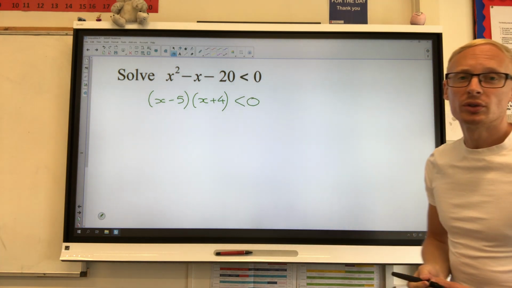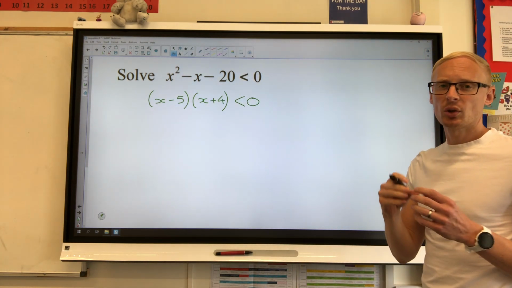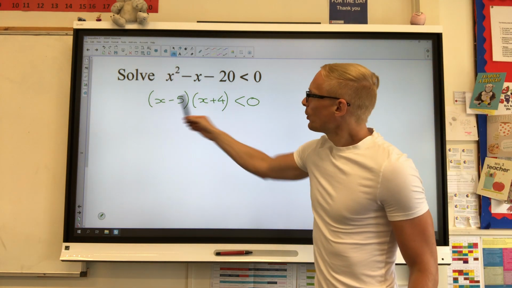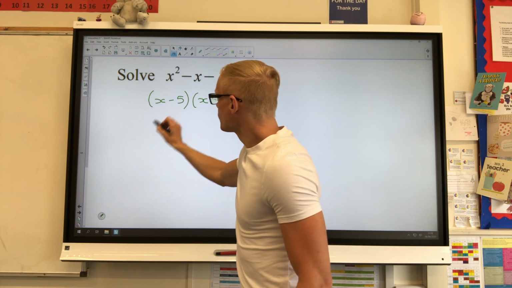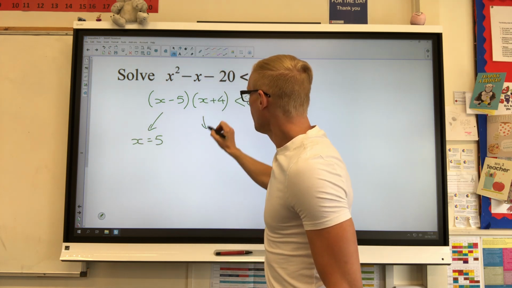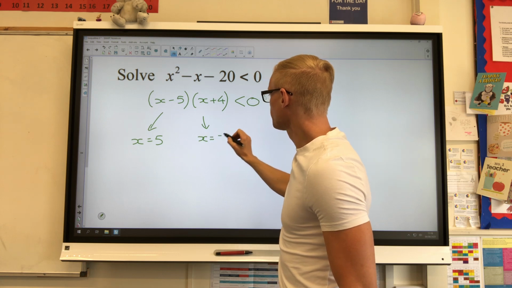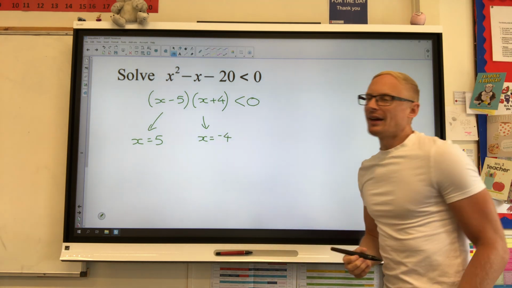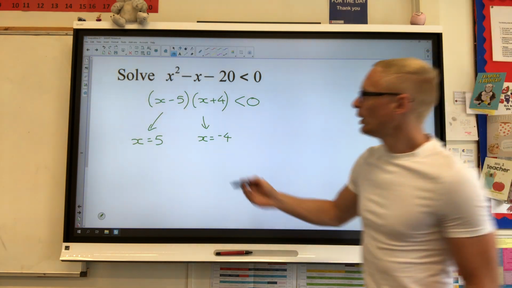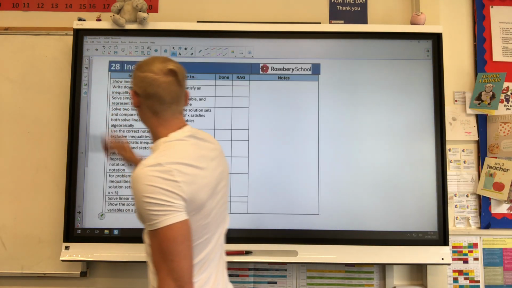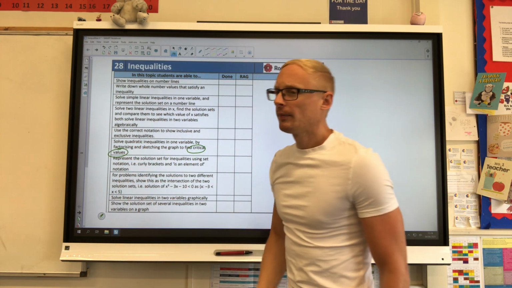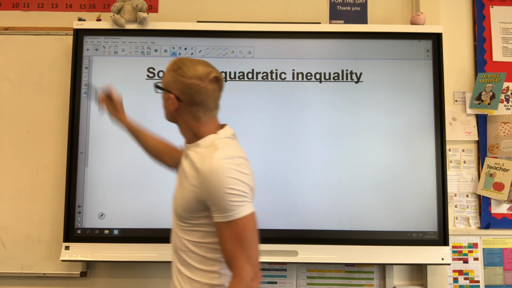You can leave it like that. You could write equals 0 at this stage if you wanted to, because we're just going to identify the values of x that are important. So we've got those brackets there. We then do the solving part. So x equals 5 and x equals negative 4. Rather than solutions to this equation, these are what we refer to as our critical values.